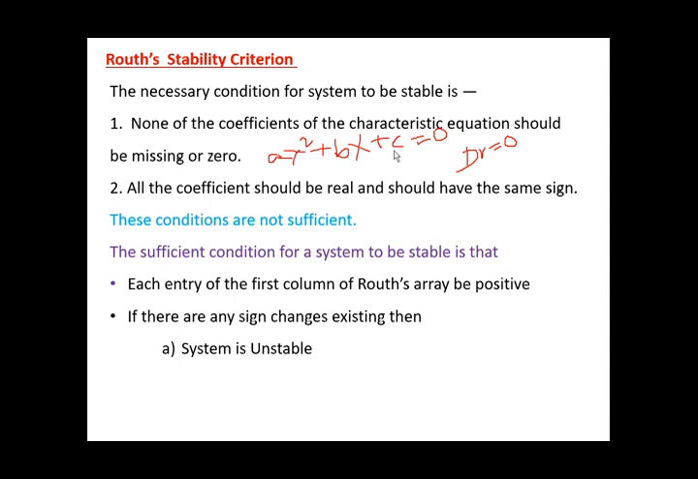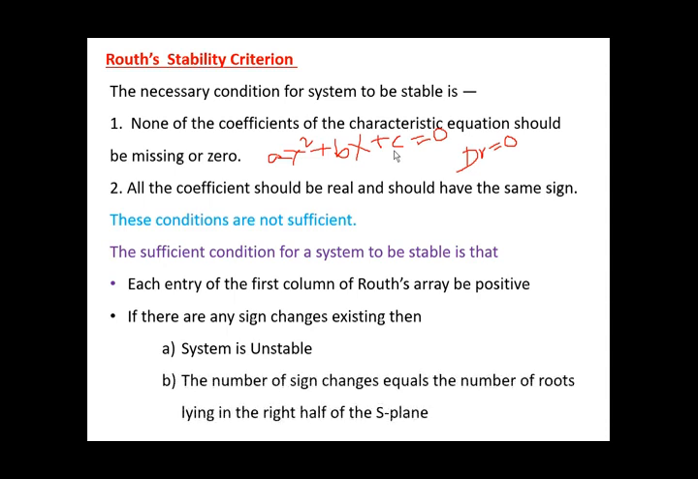For example, if one coefficient is positive and another coefficient is negative, then that system will be unstable. And also the total number of sign changes in the first column will be equal to the total number of roots present in the right half of the S-plane. If roots are present in the right half of the S-plane, the system is unstable. So no root should be present in the right half of the S-plane. The number of sign changes you get in the first column is equal to the total number of roots present in the right half of the S-plane.